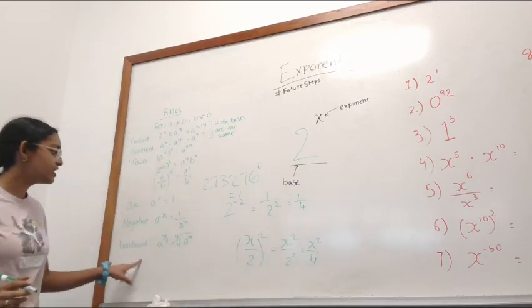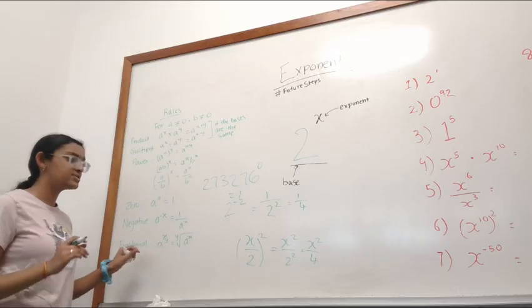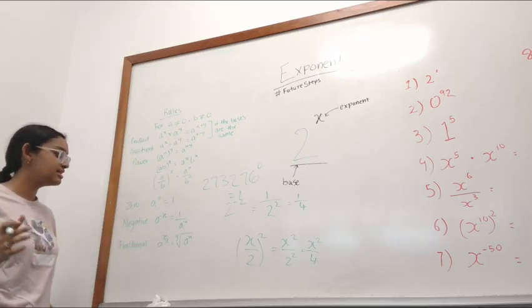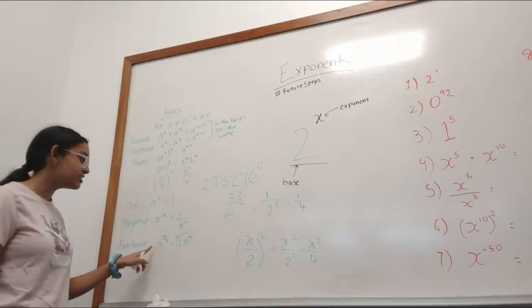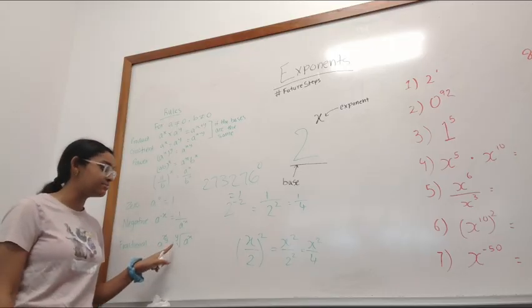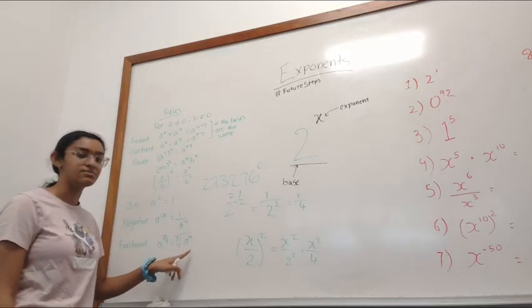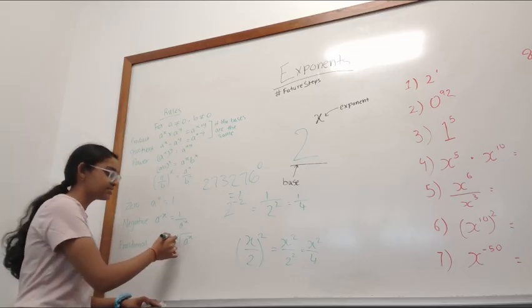Now we have our fractional rule. If we have something to the power of a fraction, then that gets us into the root format. So if we have a to the power of x over y, that would be the y-th root of a to the power of x. And that's how you say it.